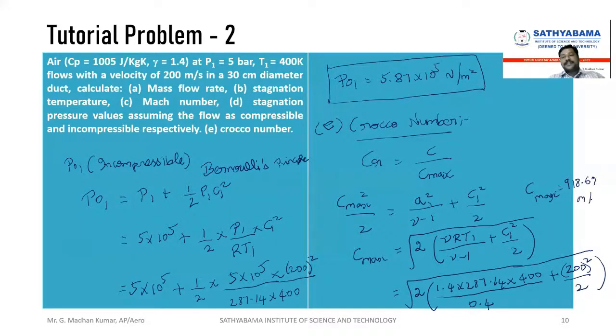Very good. Great. So it was 918.69. And then what is C? C given is 200 meter per second. And then C max is 918.69, right? So what is the value of propulsion number? Yes, it was 0.217. So propulsion number is 0.217.